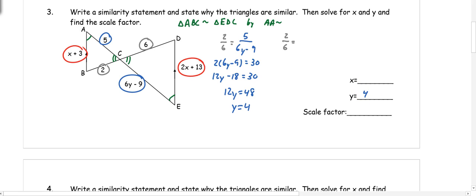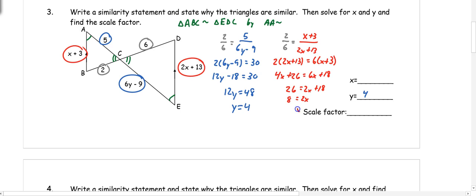To solve for x, the side with the x in the first triangle is x plus 3, and the side with the x in the second triangle is 2x plus 13. So when we cross multiply, we get 2 times 2x plus 13 equals 6 times x plus 3. When we distribute, we get 4x plus 26 equals 6x plus 18. We can subtract 4x from both sides, and we get 26 equals 2x plus 18. We can subtract 18 from both sides, and we get 2x equals 8. When we divide, x is 4 as well.